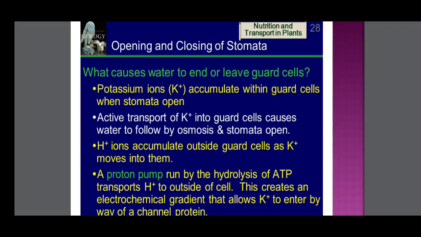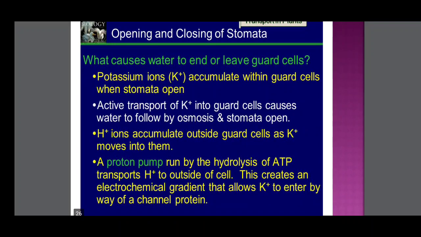Hydrogen ions accumulate outside guard cells as potassium moves into them. A proton pump run by hydrolysis of ATP transports protons to the outside of the cell. This creates an electrochemical gradient that allows potassium to enter by way of channel proteins. So this is the process.